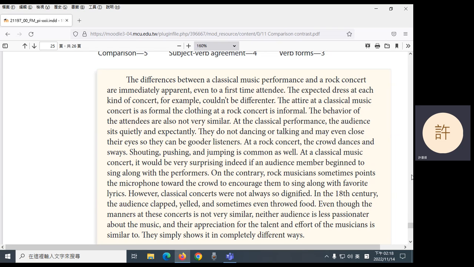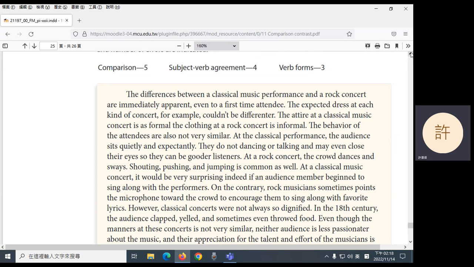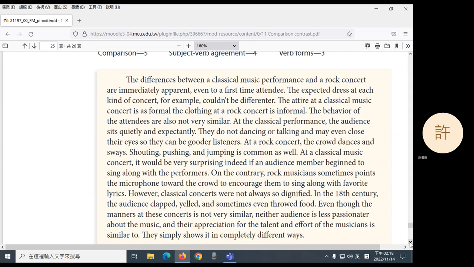And it tells you the kinds of errors that there are. There are 5 errors in comparison, 4 errors of subject-verb agreement, and 3 errors of verb forms. So there are 12 errors. See how many you can find.